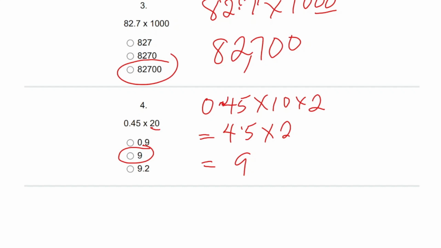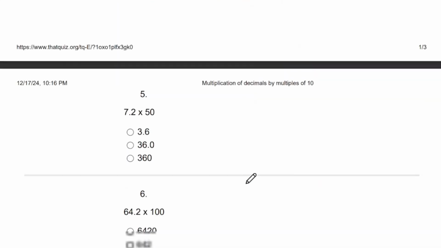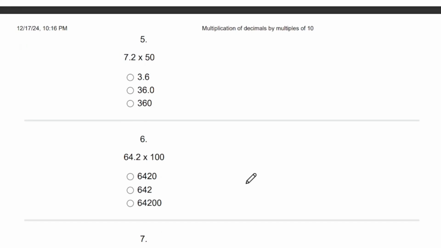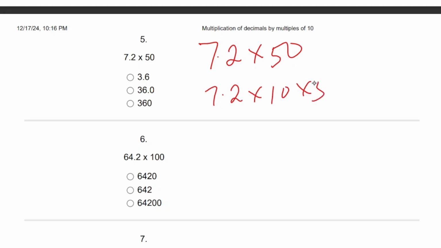Okay, good. So the next one here, number 5, is this. We have 7.2 multiplied by 50. So the same thing, that will be 7.2 times 10 times 5. So we move it to the right once. That will be 72. 72 multiplied by 5: 5 times 2 is 10, that is 0, carry 1; 5 times 7 is 35 plus 1, that is 36. So the answer is 360.